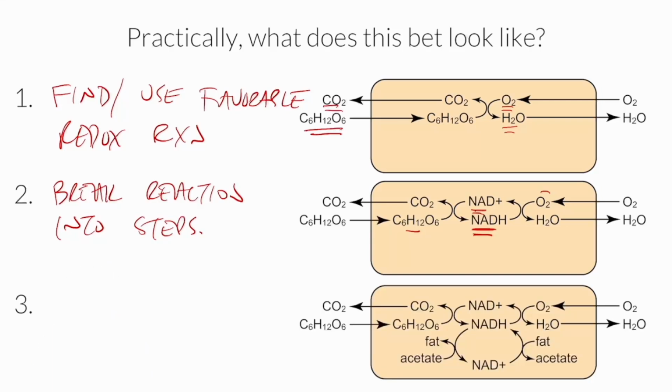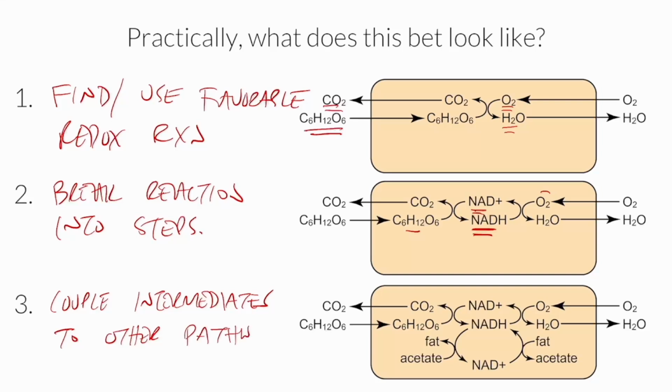That leads to step 3. Step 3 is we then couple intermediates to other pathways. And so what we're seeing here is NADH can cycle back to NAD+. Turns out that can be used to turn acetate into fat, right? So we can build molecules like fat by coupling into this existing flow, right?